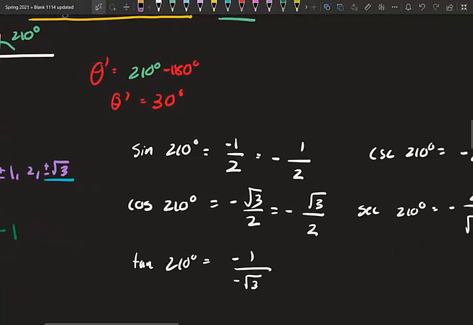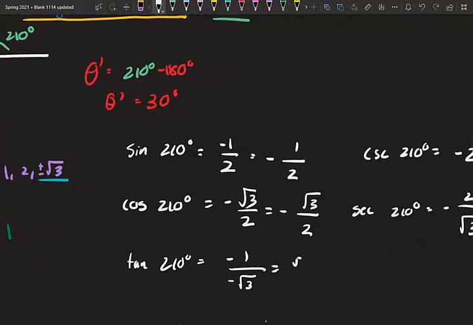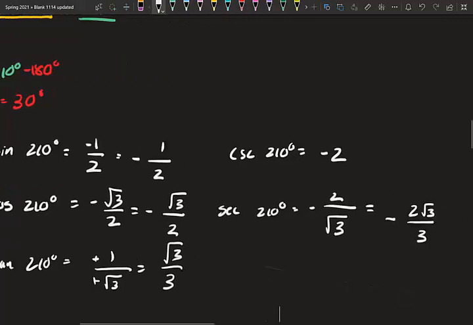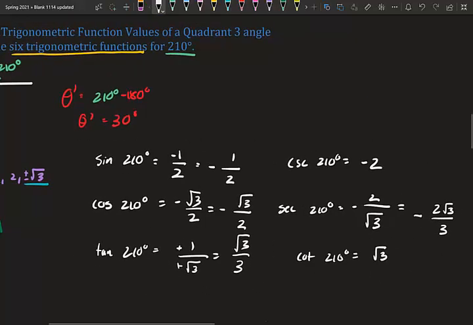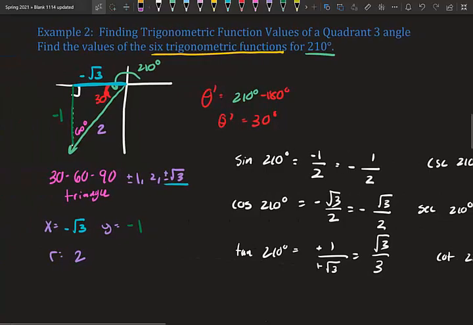So we rationalize our denominator. We have square root of 3 over 3. The negatives cancel. And then for our reciprocal, which is cotangent, so cotangent 210 degrees, we just flip tangent, so 1 over square root of 3, when you flip it, it's just square root of 3. That's why it's important to know what a 30, 60, 90 triangle is. Also a 45, 45, 90 triangle. Because then it gives us the values we need.